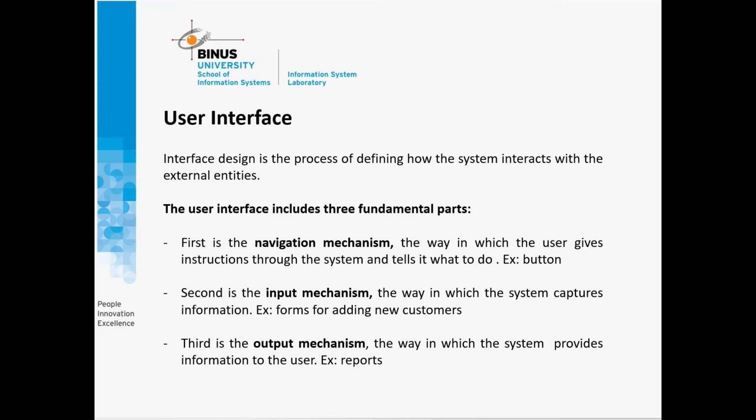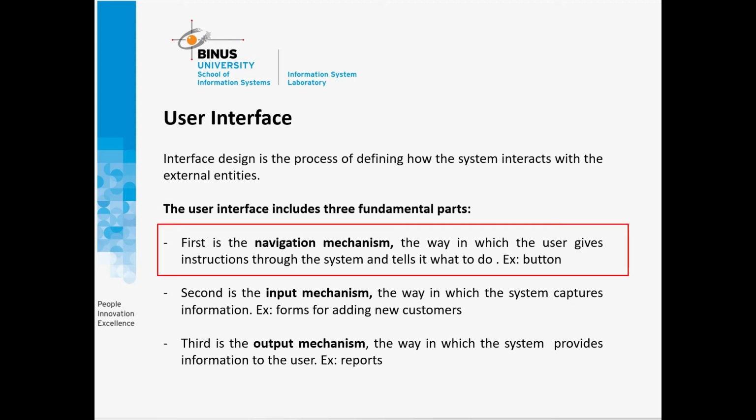Interface design is the process of defining how the system interacts with the external entities. The user interface includes three fundamental parts. First is the navigation mechanism, the way in which the user gives instruction through the system and tells it what to do. Example, button or menu.